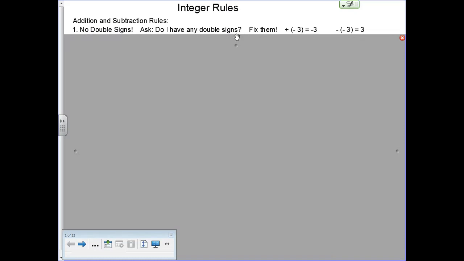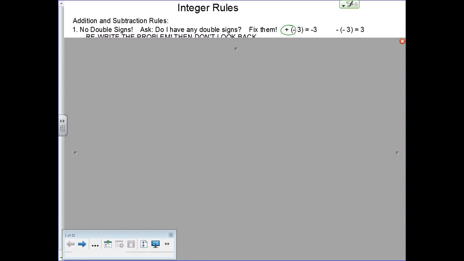And you should ask yourself this question: do I have any double signs? If yes, you need to fix them. If you have something like plus -3, see how right here there are 2 signs together? There's no number in between that plus and that negative. Yeah, we have the parenthesis symbol there, but really that's just to separate the 2 signs so that you can clearly see them. But there is no number in between them. That's a double sign. You need to get rid of that. To get rid of a positive negative, you want to change that to a negative. It's like you're just dropping the plus sign.